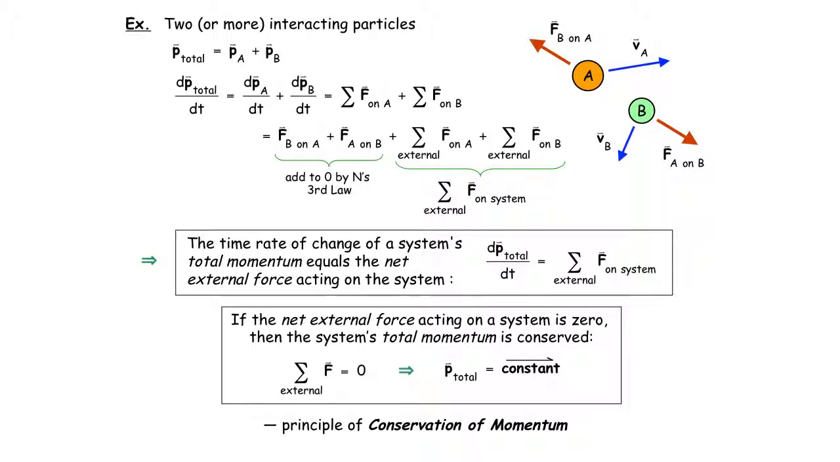Now, if the net external force acting on the system is zero, let's take again this system. What is the net external force acting on this system right now? Effectively zero. We're ignoring gravity. There's no extra forces bouncing these things around. If that's true, then the system's total momentum is conserved. If the sum of all forces is equal to zero from this equation, the time derivative, the rate of change, is zero, and if something's not changing in time, it means it's a constant. So the total momentum in this system is constant.